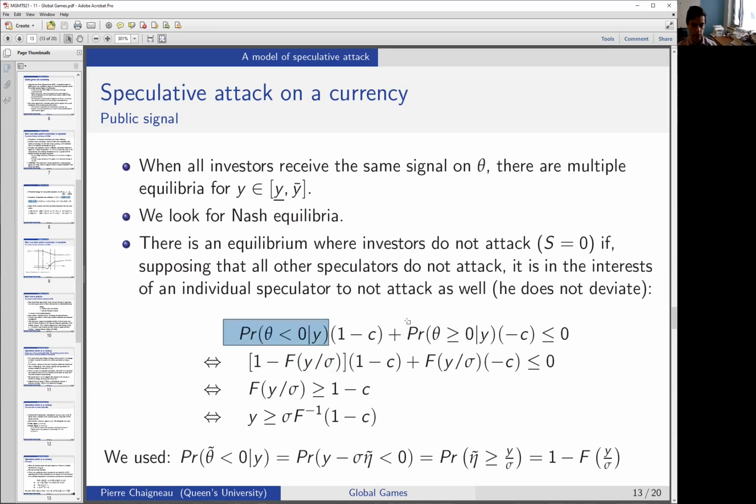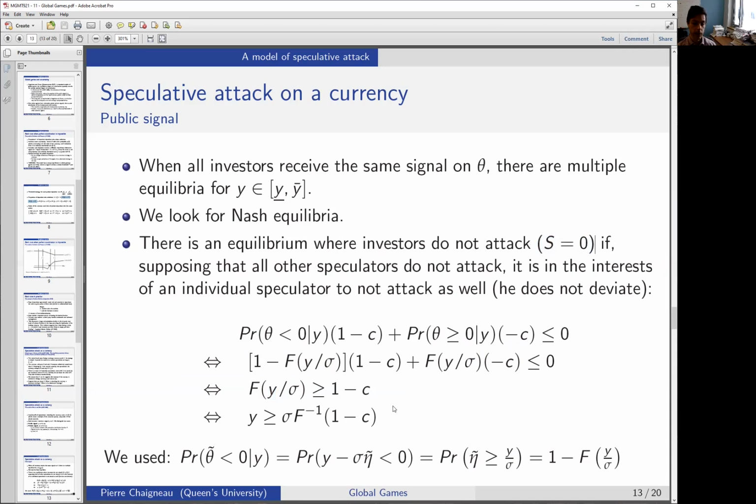The sum of these two probabilities is equal to 1. So this probability is simply equal to this. Now we have twice this function f, so we'll be able to simplify the expression on the left-hand side. This is how we get to the third line. And now we want to solve this expression for y. So for which signals y is it indeed going to be an equilibrium that investors do not attack?